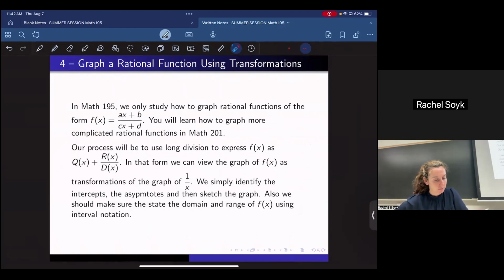And so this is just a slide talking about how in this course, we're only studying how to graph rational functions in this general format, ax plus b divided by cx plus d. Once you get to calculus, you'll be able to graph more complicated rational functions. And that's kind of what I was saying before. You'll have a deeper understanding of calculating more horizontal asymptotes using methods that you learn in calculus.